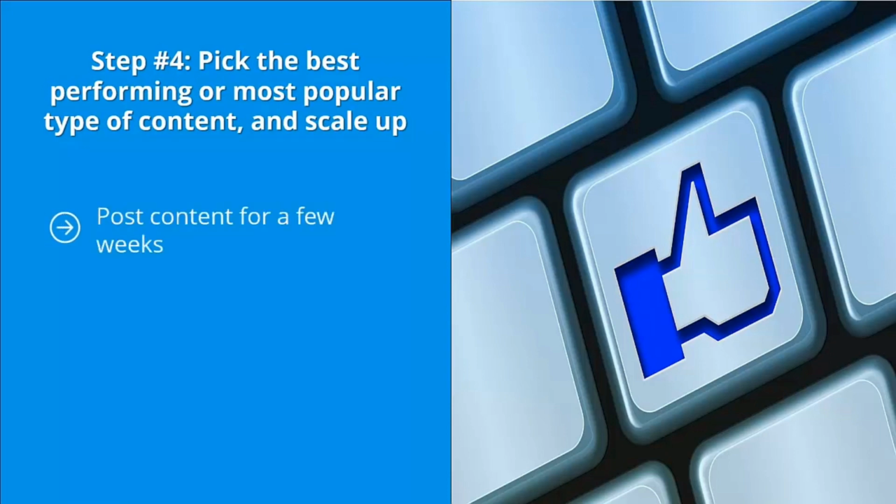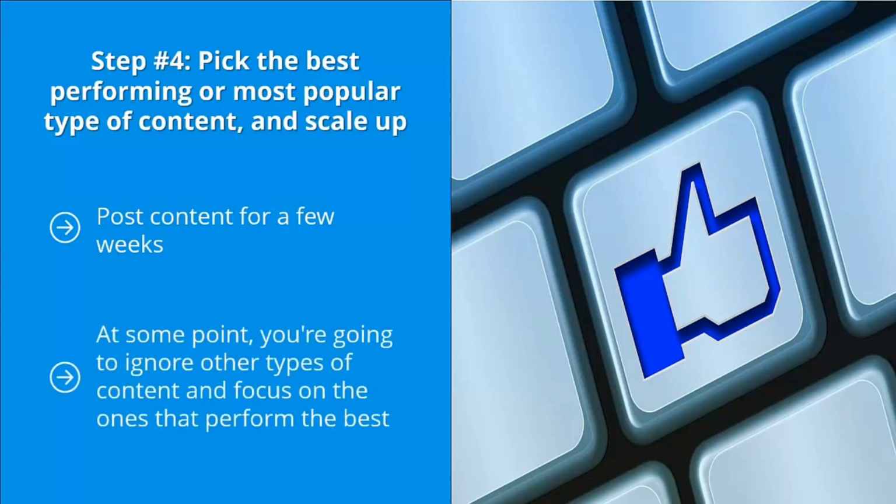Step number 4, pick the best performing or most popular type of content and scale up. Post content for a few weeks. Keep publishing and then look at the content that gets the most engagement. Which shared materials get the most likes, the most shares, the most comments? At some point, you're going to ignore other types of content and focus on the ones that perform the best.